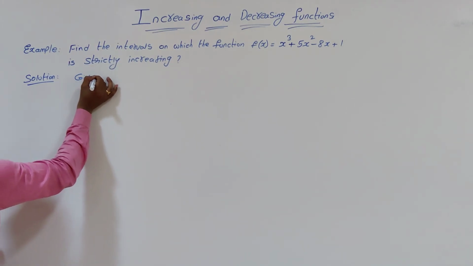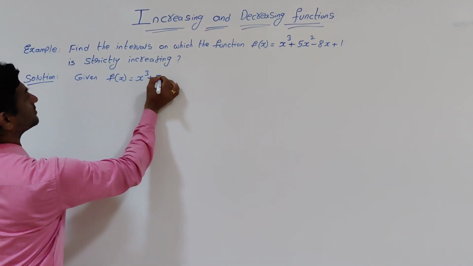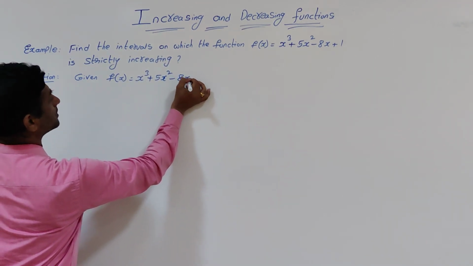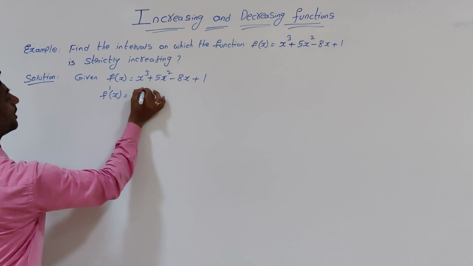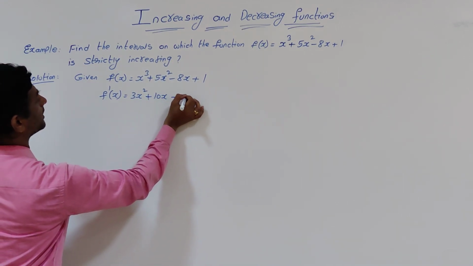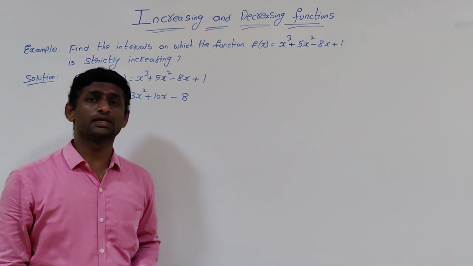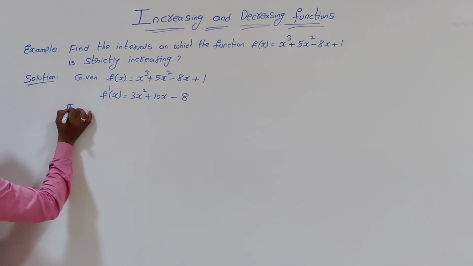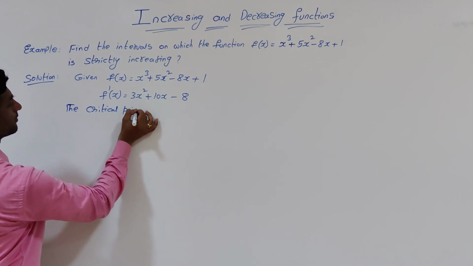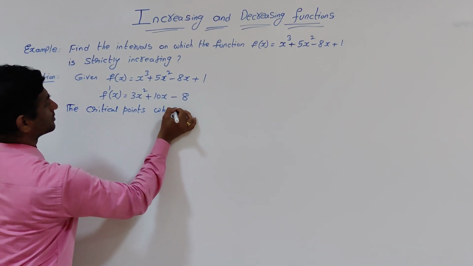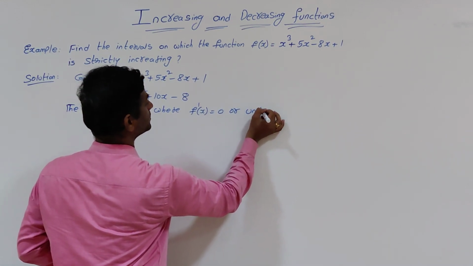Given f of x is equal to x cube plus 5x square minus 8x plus 1. Find the derivative. f dash of x is 3x square plus 10x minus 8. Now this is the derivative. Now we have to find the critical points, where f dash of x is 0 or undefined, means it does not exist.